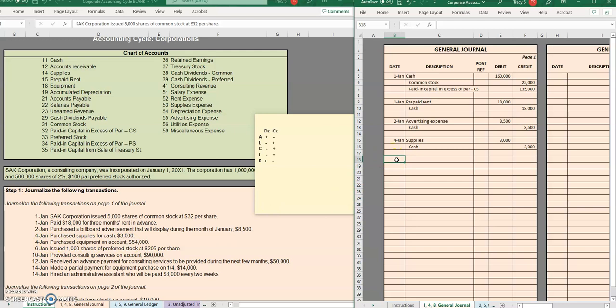Also on January 4th, we purchased equipment on account. So the company's equipment, an asset, is going up, so we will be debiting equipment for $54,000, and we didn't pay for it today. We are going to pay for it later. So that's going to be accounts payable. And remind yourself, what type of account is accounts payable? It's a liability, so we're going to credit it to increase.